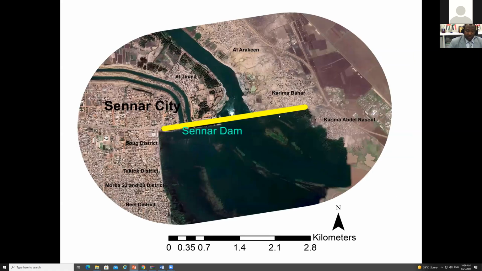As you can see here, this is a dam. During rainy season, it will be fully flooded. In case there is any problem, all of the settlements, as you can see here, just downstream, and all of the areas down here will be affected.